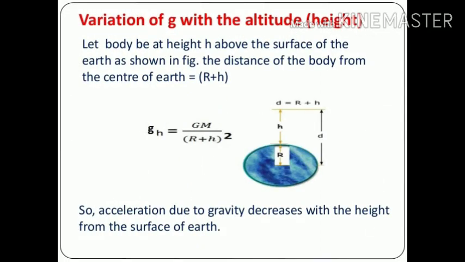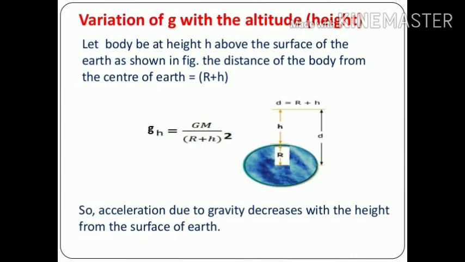Next is variation due to altitude. So if the object is far more distant from the earth's surface, then the distance between the center of the earth and the center of the object will be the summation of the radius of the earth plus the distance of the object from the surface of the earth.